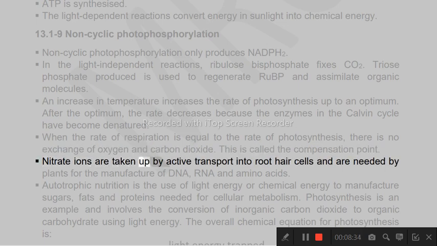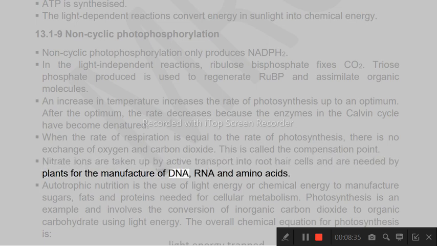Nitrate ions are taken up by active transport into root hair cells and are needed by plants for the manufacture of DNA, RNA, and amino acids.